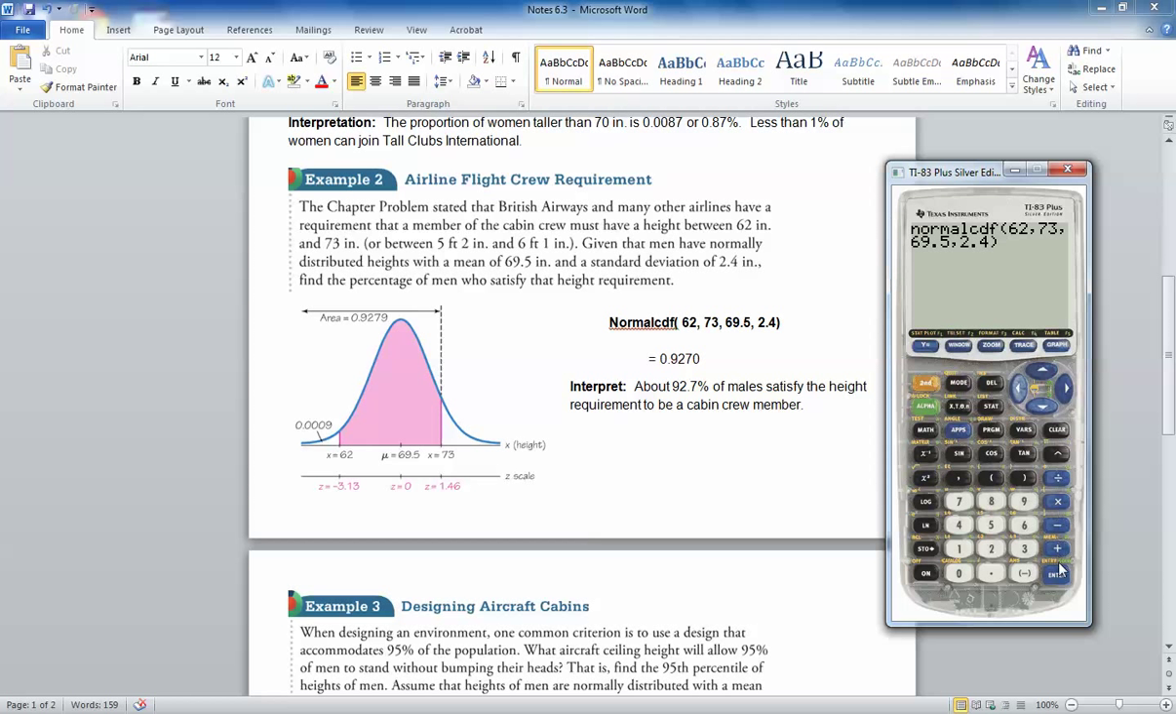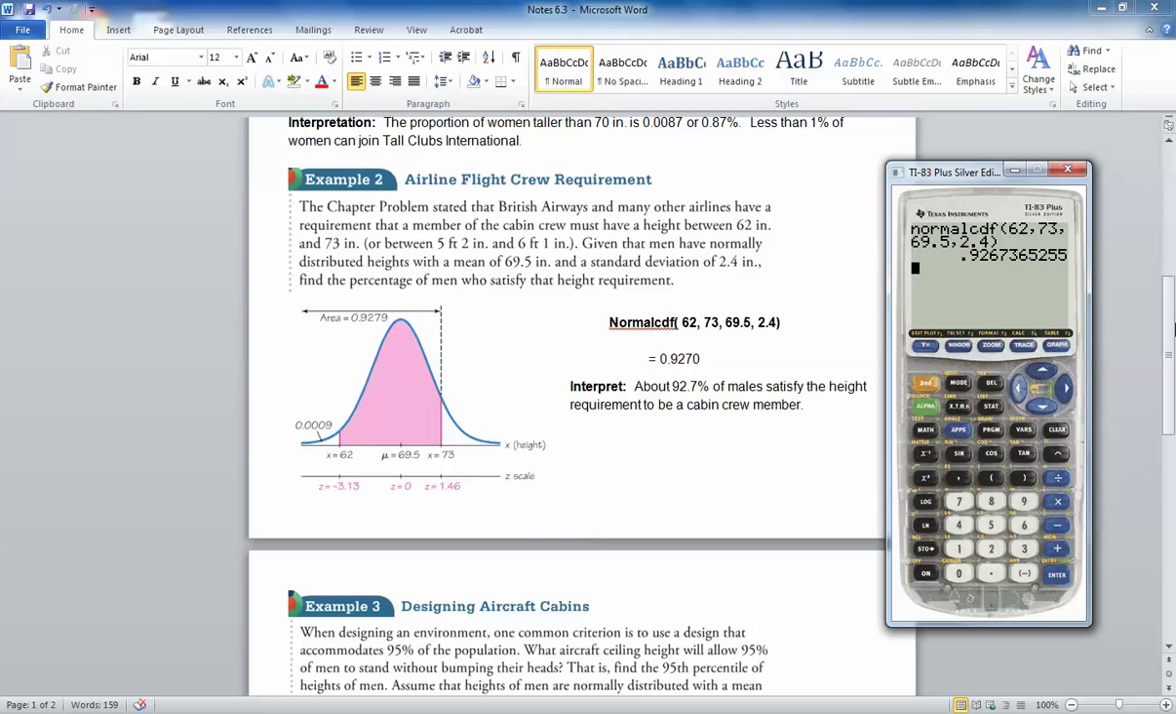End parentheses, and we get about 0.9267. So if we round it, that's 0.927. So in this case they were consistent, mainly because we didn't go out too many decimal places. So that means the interpretation is about 92.7% of males satisfy the height requirements to be a cabin crew member.